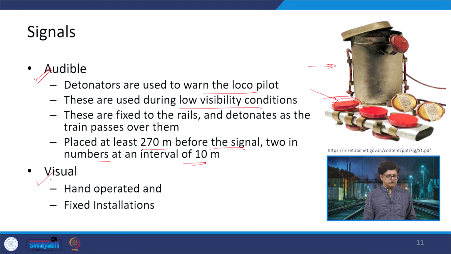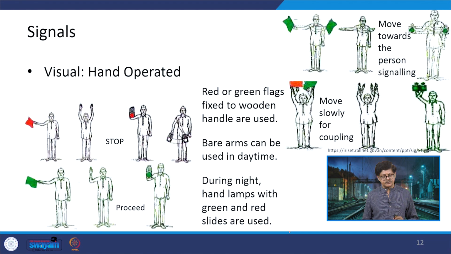Then in the case of visual signals, they can be hand operated or they can be fixed installations. Let us look at the hand operated systems. You can see different types of postures being shown on this slide. Here the person is showing a red flag, this fellow is taking the hands up. Here he is showing the green flag, then this person is taking only one hand up, the other one is down. So, they have their different meanings.